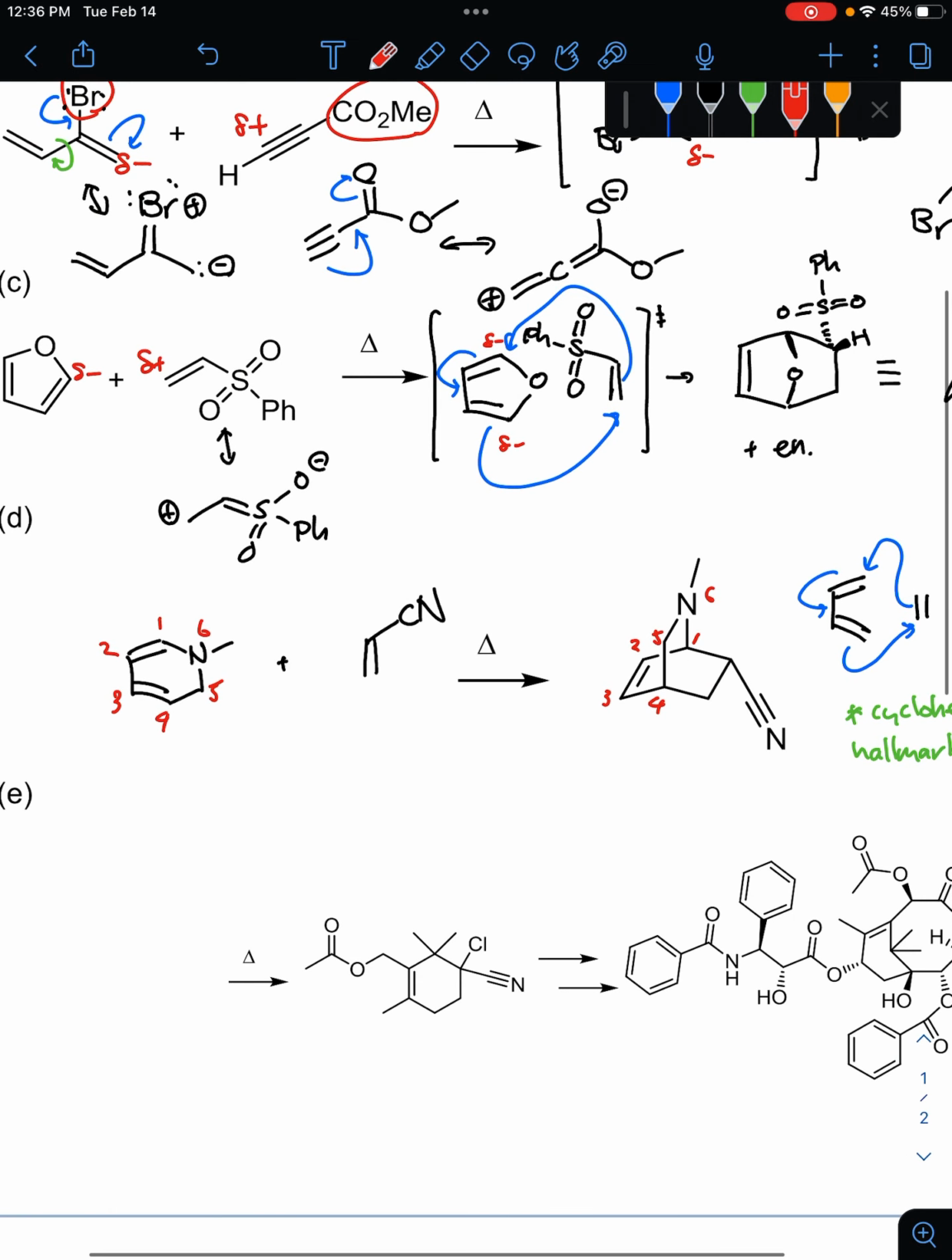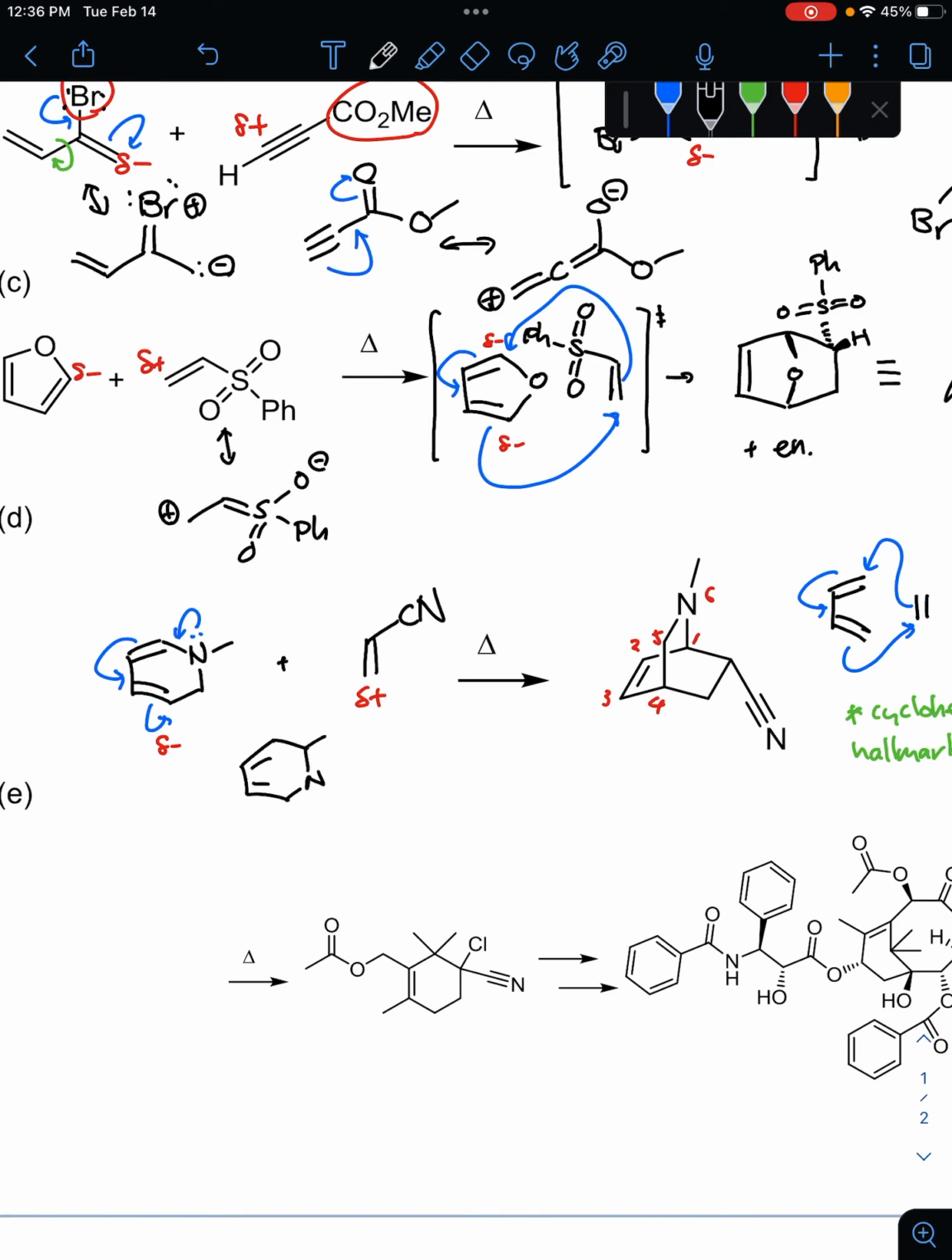And it makes sense that this will be the product, because if you think about the resonance of this, you can put a partial negative charge on this carbon, and then of course there's a partial positive charge on this carbon, so it should react in this orientation and not in this orientation. Right, hopefully that makes sense.